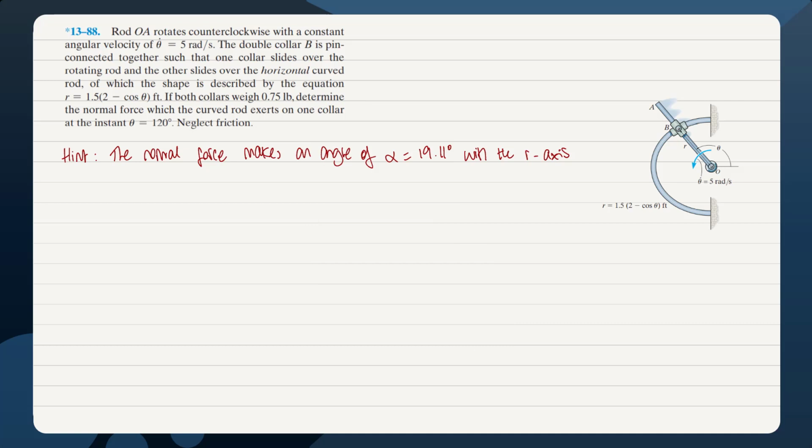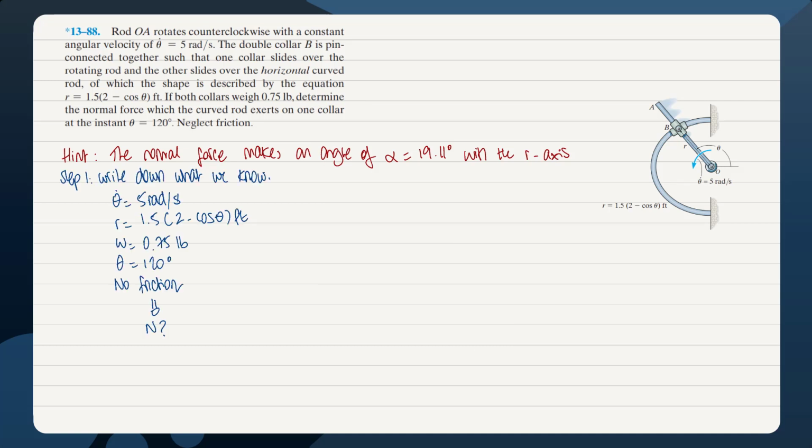In step 1, we need to write down what we know. Well, there are lots of terms we need to write down. So theta dot is equal to 5 radians per second, that's given. We have an expression of r as a function of theta, 1.5 times (2 minus cosine theta). We have W equal to 0.75 pound, that's the weight of the collar, and theta equals 120 degrees. We also know that we do not have to worry about friction. And the actual variable we're looking for is N, the normal reaction force.